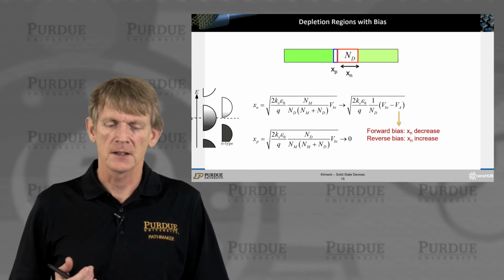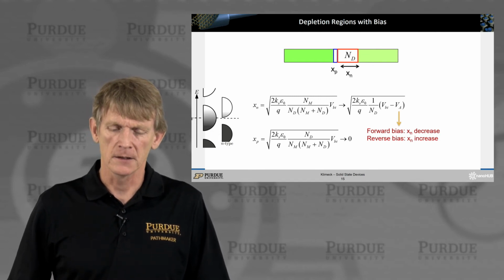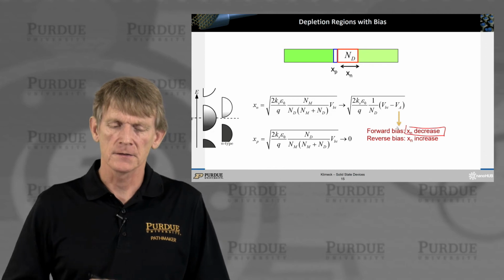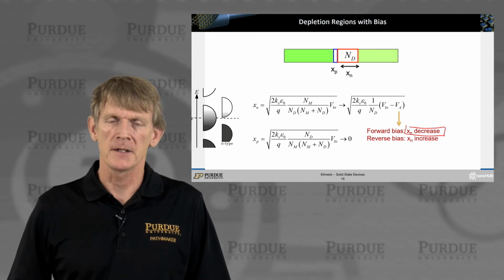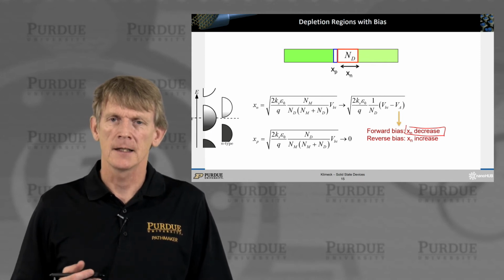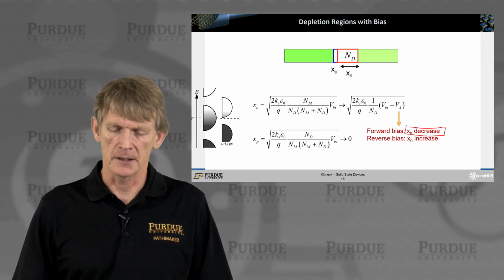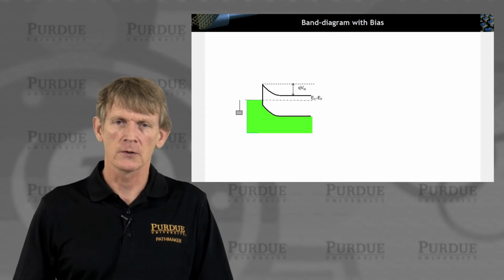And just as a reminder, what we had done and seen at the p-n diode, in forward bias, this distance xn, the distance of the depletion region, gets smaller. Okay, so the depletion region gets smaller, and in reverse bias, the opposite is true. The depletion region gets larger. All right, so in terms of band diagrams, it would look something like this.